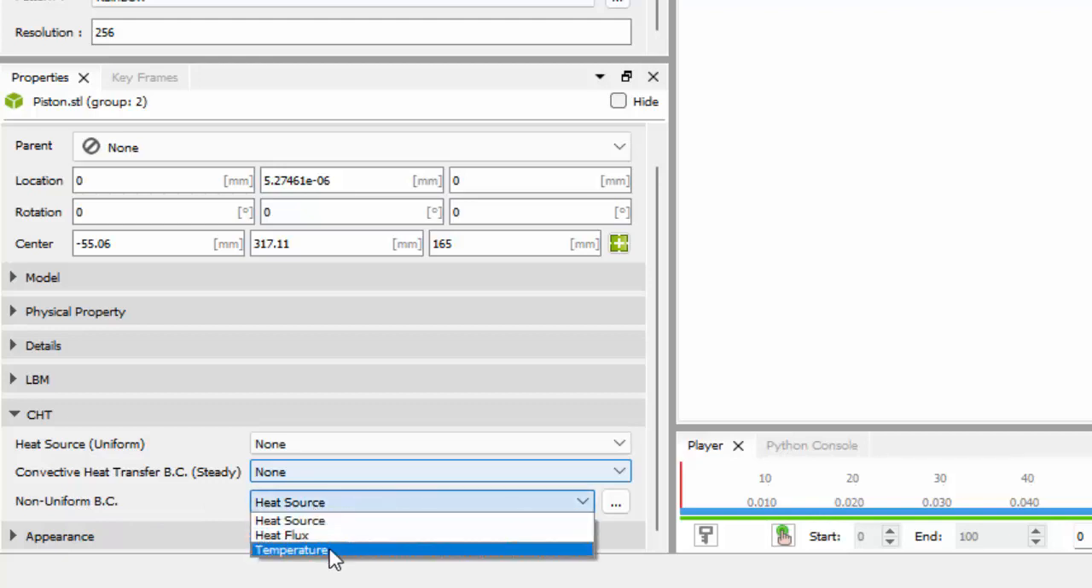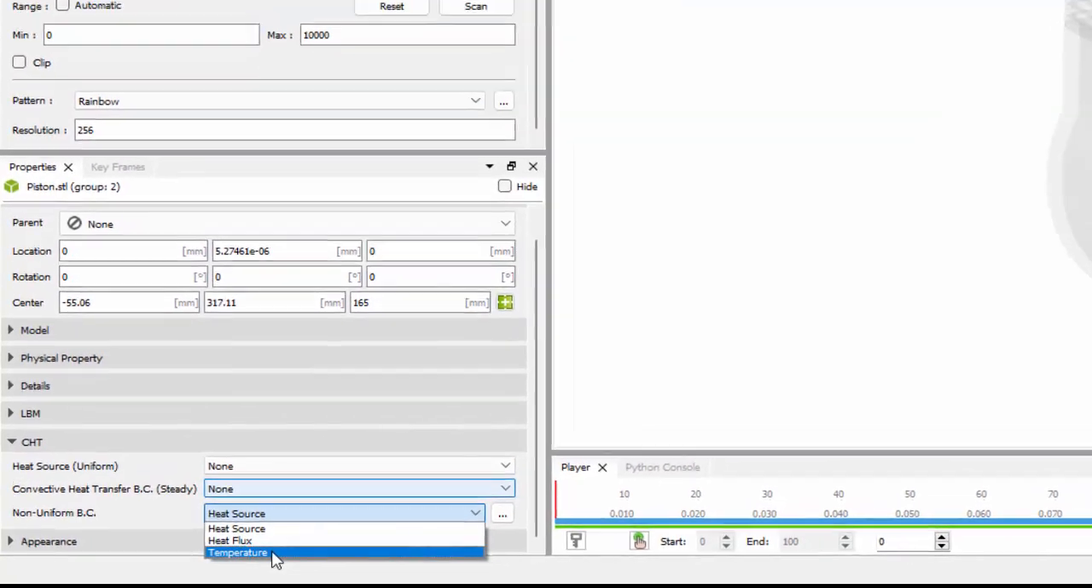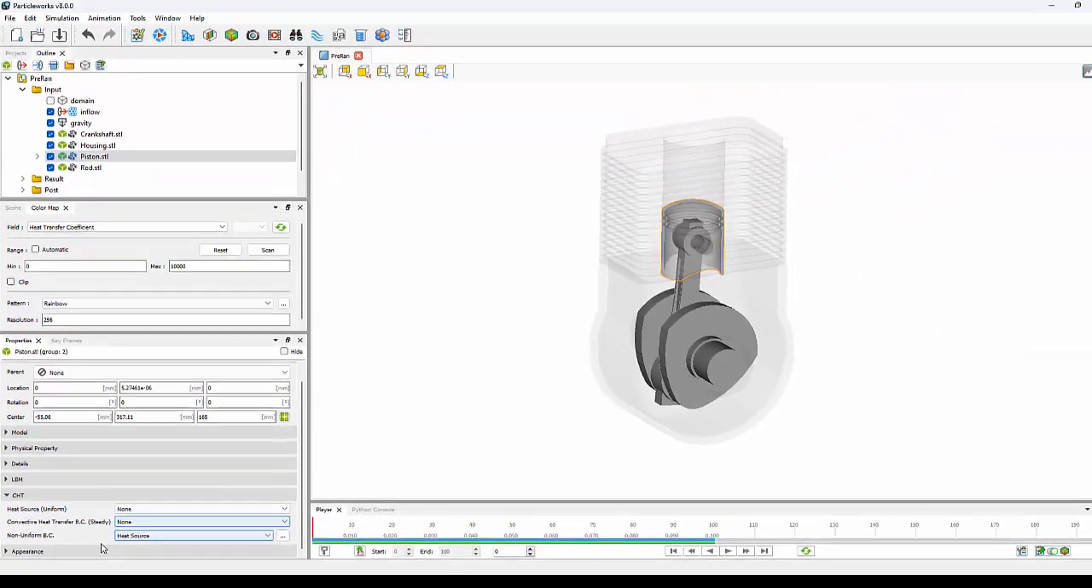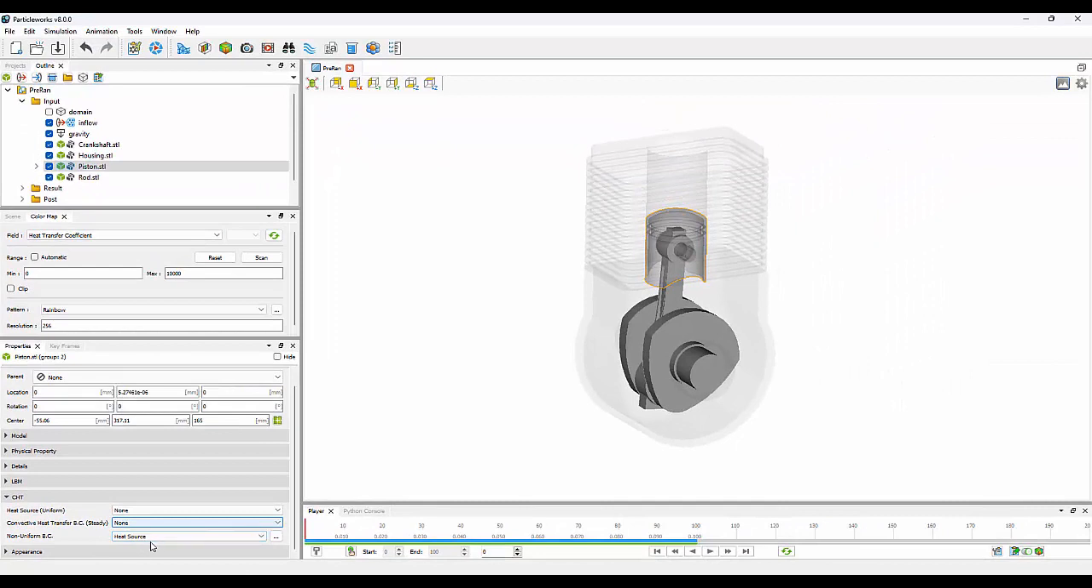Finally, we have the non-uniform boundary condition, and this is where we're able to apply either a heat source, a heat flux, or a temperature, and again, this is mapped over a surface and can vary over that surface. We can apply as many boundary conditions as we require, and these will be displayed in Particleworks when you load them into the simulation.